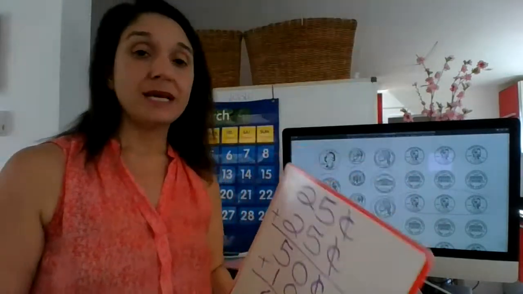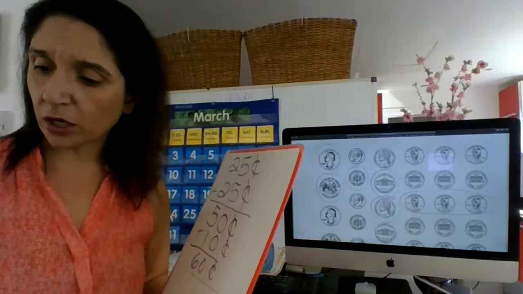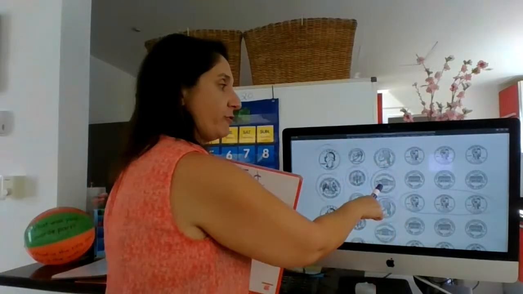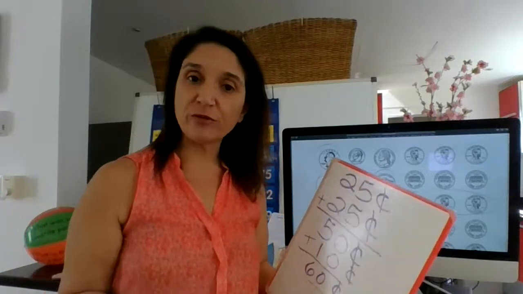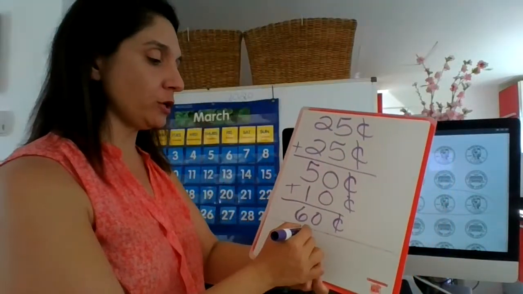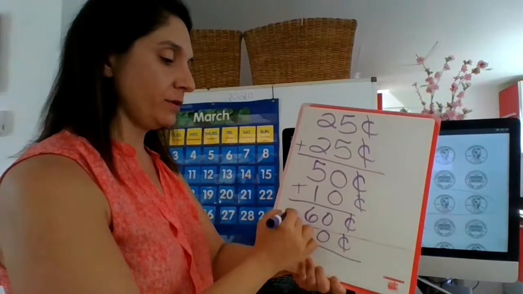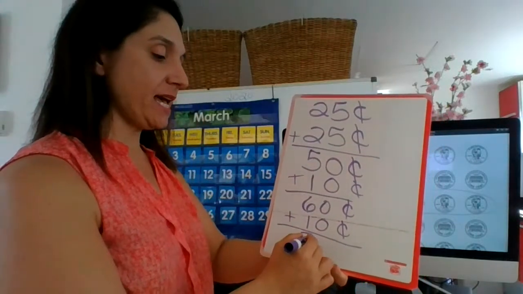All right, now I have 2 nickels. If I have 2 nickels, then I have 5 cents plus 5 cents. So what's 5 plus 5? Who can tell me? You're right. 5 plus 5 is 10. So I'm going to add my 2 nickels together, which is 10 cents, and I get 70 cents.